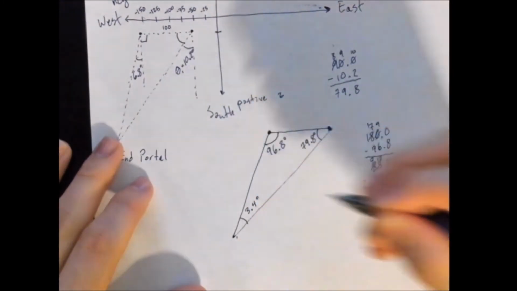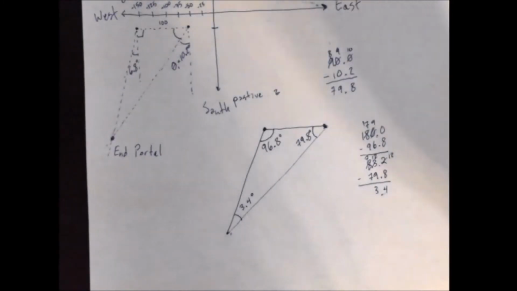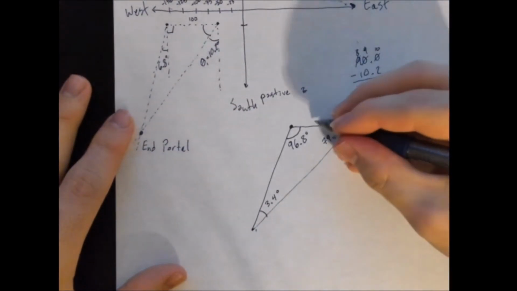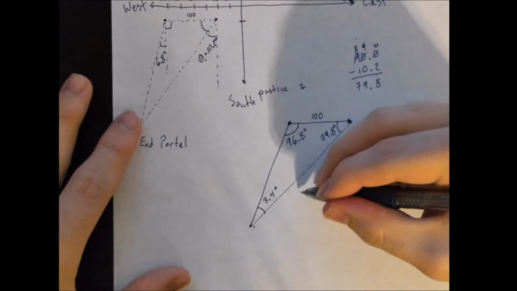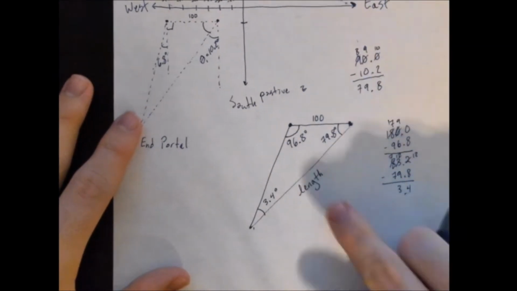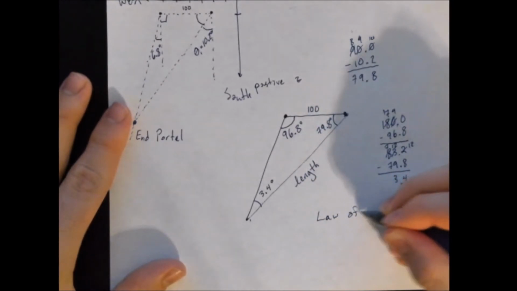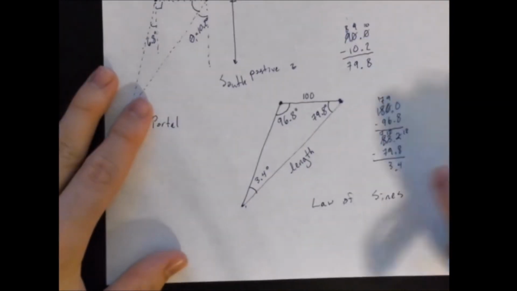And remember, we know one of the side lengths of this triangle. The distance between the two dots that I was throwing the eyes of Ender from is 100 blocks apart. Now what we're going to do is try and find the length of this longer side, the length from my initial throw to the end portal. How we're going to do that is with the law of sines.